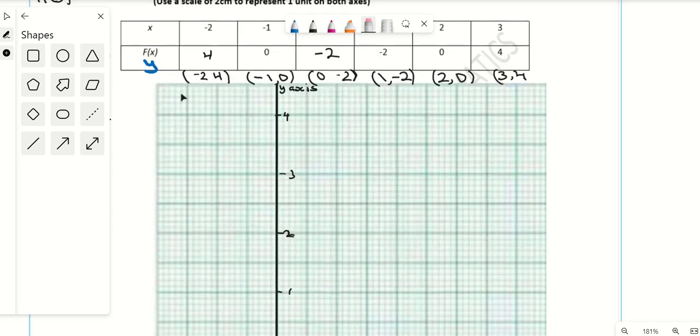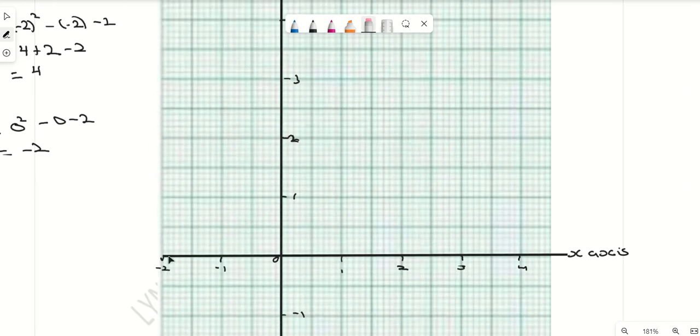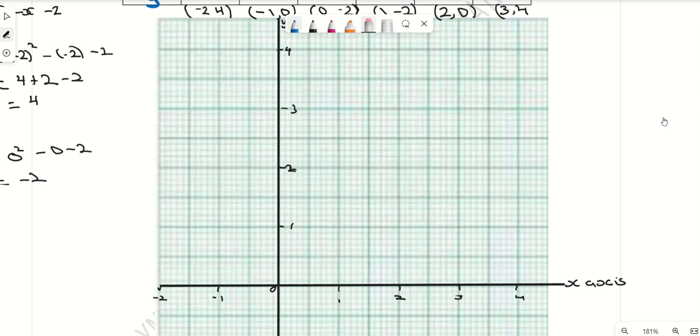We have it up here, -2, 4. That is x is -2, y is 4. So my first coordinate will go right here. I'm going to put it in blue to denote it. You can either put an x or a dot with a circle around it, right? The next coordinate is -1, 0. That means y is equal to 0. We know y is equal to 0 on our x-axis, so that would be right here.